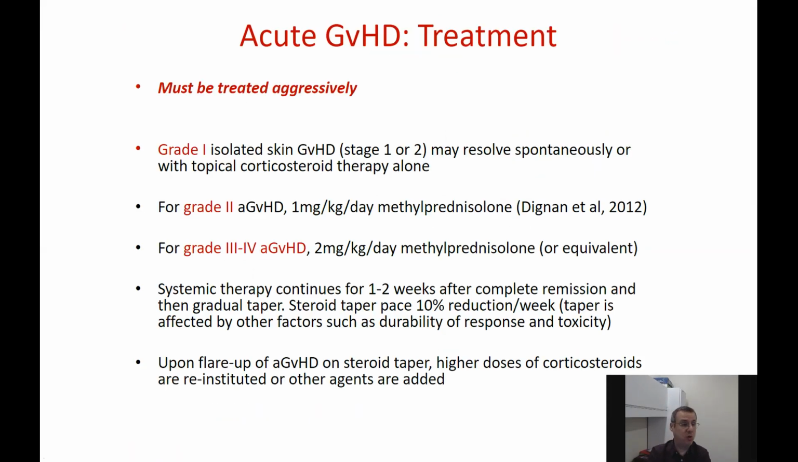Regarding treatment of acute graft-versus-host disease, acute GVHD must be treated aggressively. Like I mentioned previously, grade 1 isolated skin GVHD can be treated with topical steroids alone, but for grade 2 to 4 acute GVHD, systemic steroids are used, and high doses of systemic steroids in particular for grade 3 to 4. And of course, depending on response, a steroid taper is initiated, as steroids have well-known and significant multiple different complications.